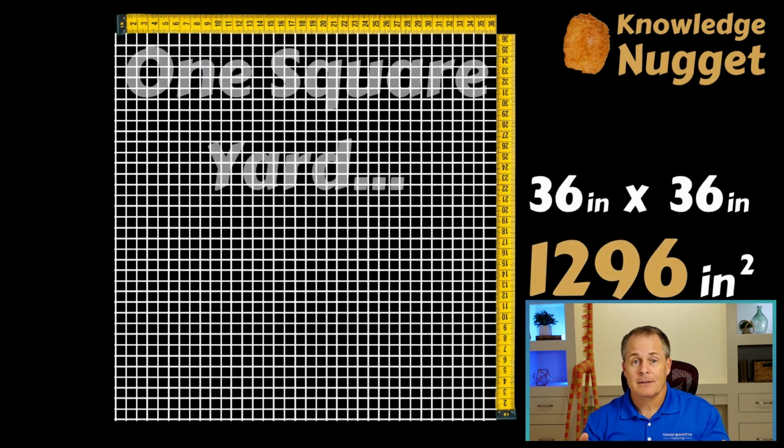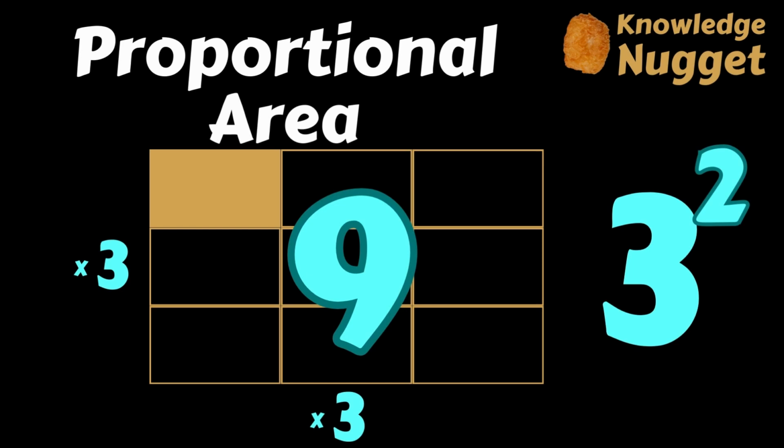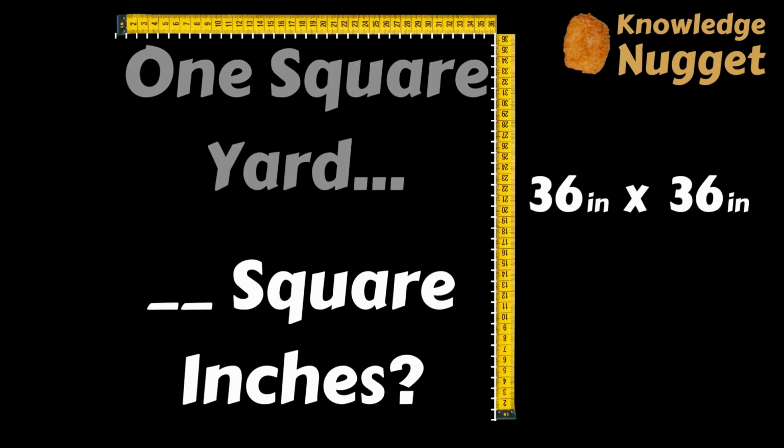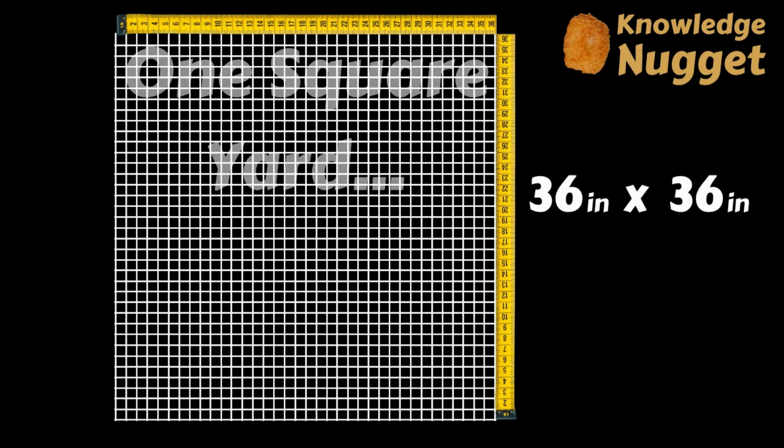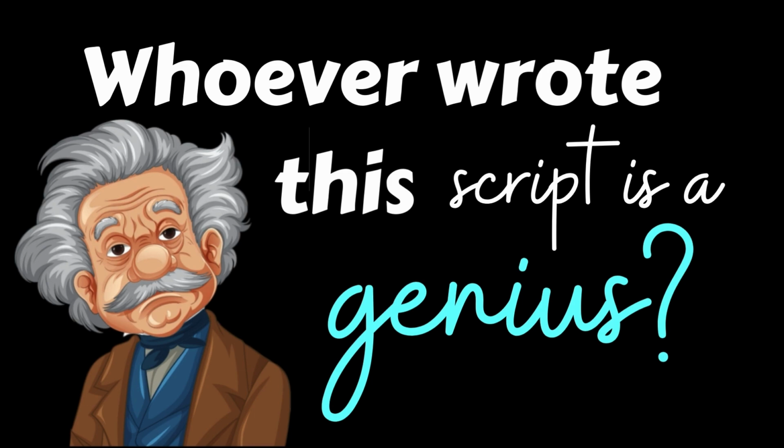1,296 to be exact. So there's a big difference between yards and square yards. I bet you didn't know that when you woke up this morning. If you think about it, this problem is a lot like the last one, but instead of it being 3 times 3, we've got 36 times 36. Whoever wrote this script is a genius.